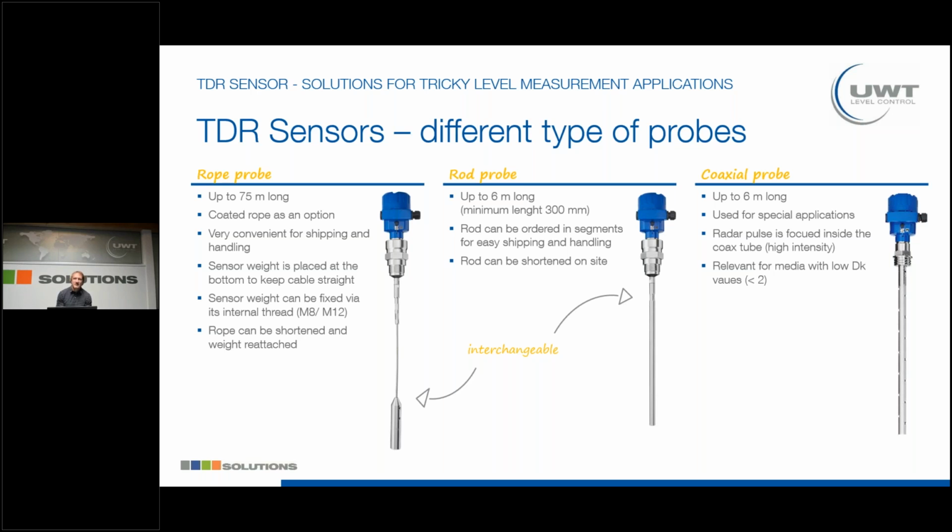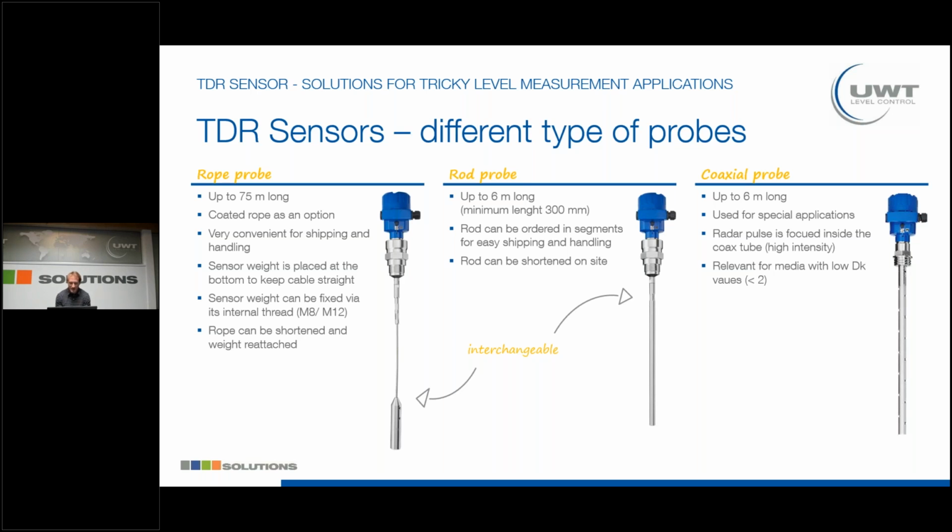In the middle, we have the rod probe, so they can be made for lengths up to 6 meters. So the minimum length is 300 millimeters, so a wide range. So for very small, but also bigger vessels, you can order the rope in segments, so it's easier to ship and also to install. And as we already had it for the rod version, the rod can also be shortened on site, so that you are very flexible with whatever height or whatever length you need. You can cut them on site.